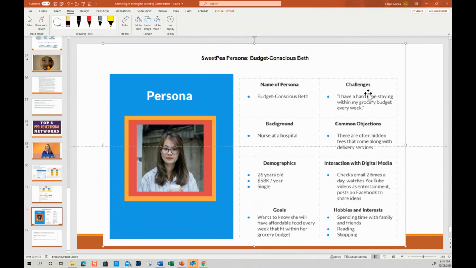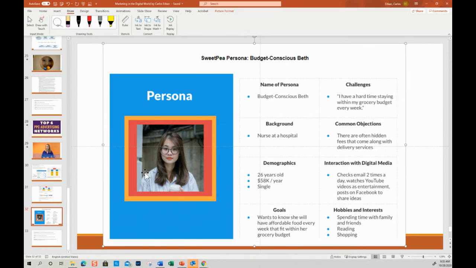And the challenges, they will tell you: I've had a hard time staying within my grocery budget every week. There are often hidden fees that come along with delivery. So these are things that they don't like. Here's somebody who's very budget conscious, and I think we all are very annoyed when there are hidden fees for anything that we buy. So this is a common objection.